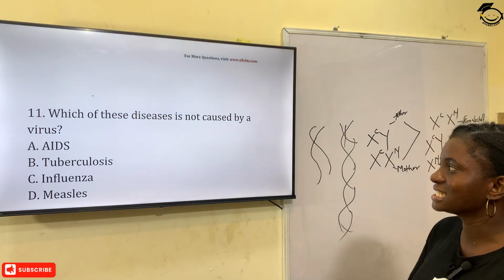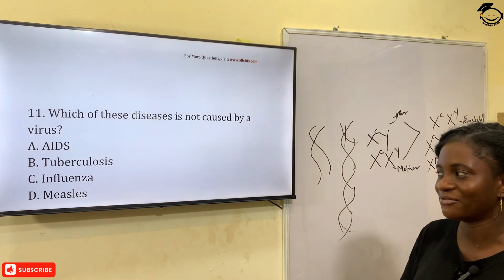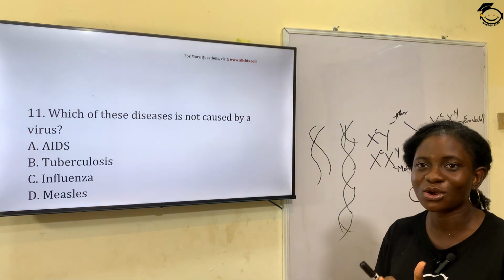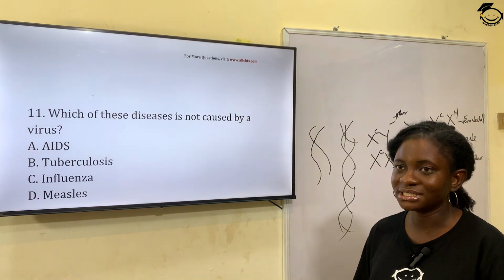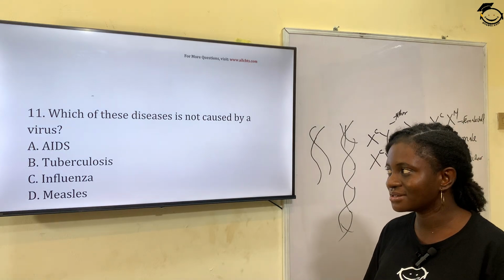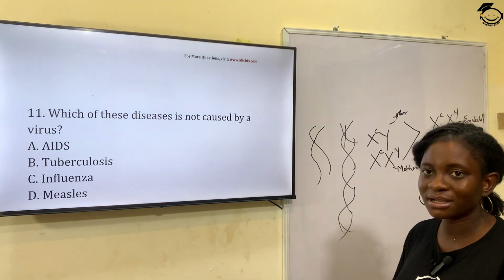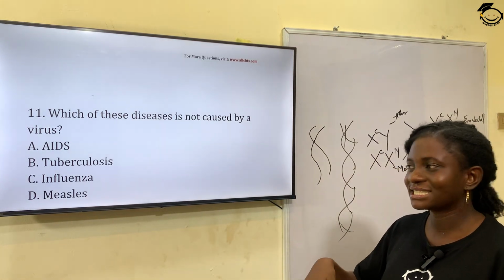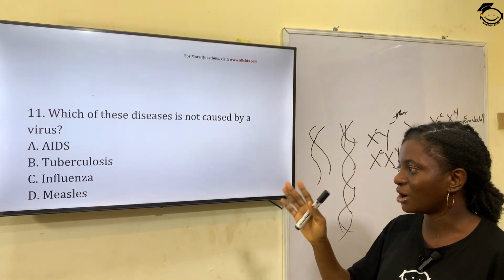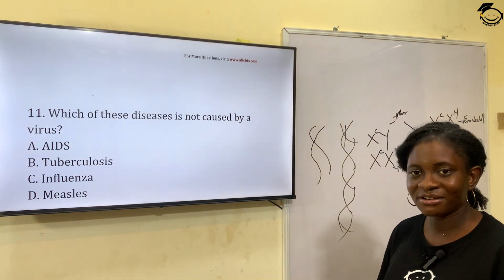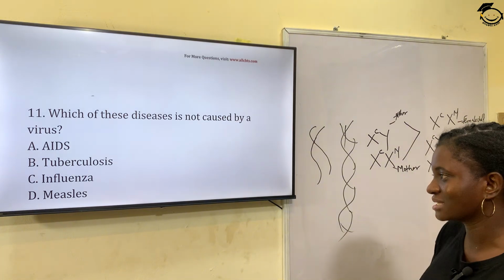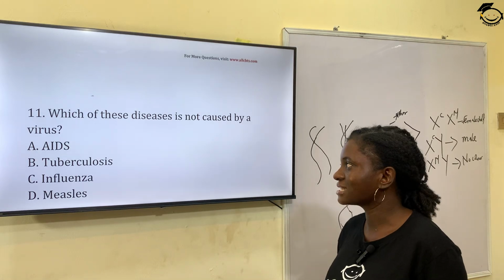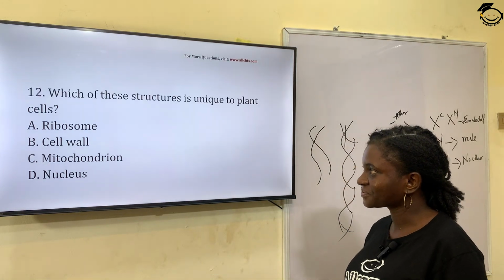Which of these diseases is not caused by virus? Option A, AIDS. AIDS is caused by human immunodeficiency virus. So it's a viral disease. B, tuberculosis is caused by Mycobacterium tuberculosis. So it's a bacterial disease, while option C, influenza, is a viral disease. D, measles, is also caused by virus. So option B, tuberculosis, is the correct answer for this question.